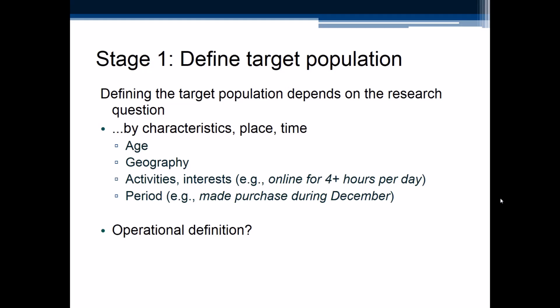So a lot of researchers will give fairly vague descriptions of their target population. So you might say, we're interested in young male gamers, for example, people who play games online. But it actually becomes a lot more helpful for you as a researcher, and also for readers of your research, the more detail you give, or the more precision you give in your target population definition.